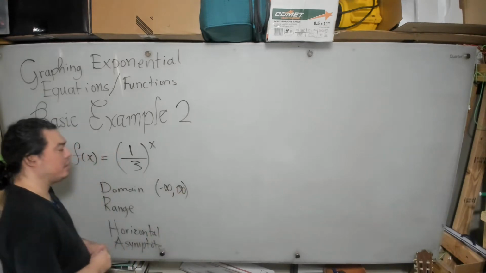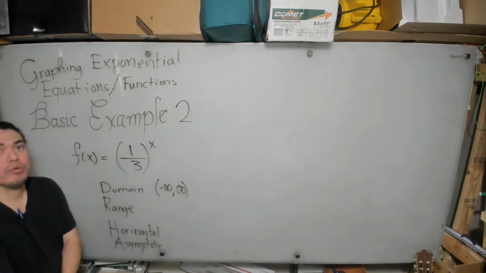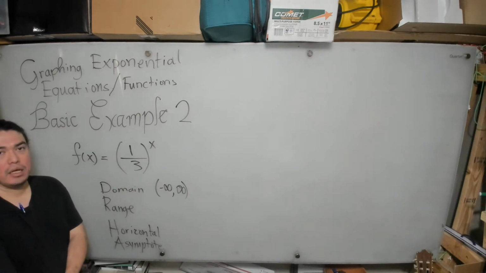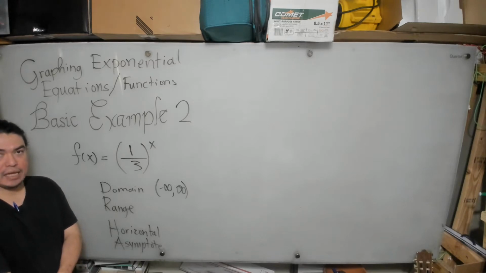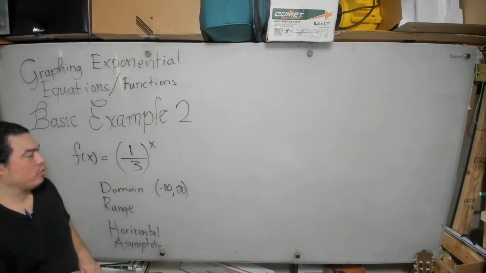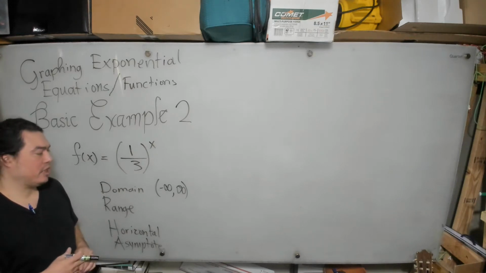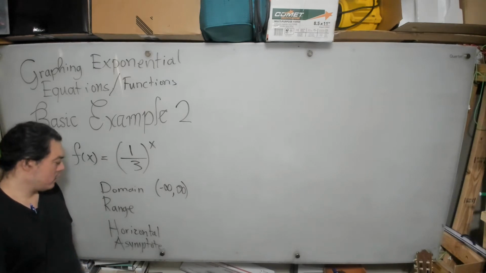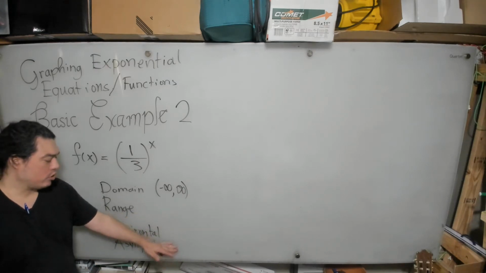You might be asking me, David, how do we know it's an exponential? Remember, the key criteria for it to be an exponential is that the base that is being raised to the exponent x is positive. And you can see that 1/3 is positive. So we know that we have an exponential. We know that the domain is negative infinity to infinity. We don't know what the range is, and we don't know what the horizontal asymptote is.